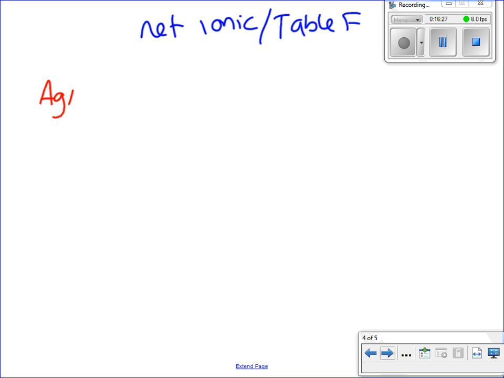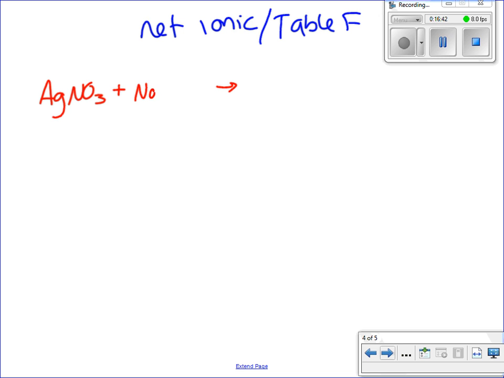Net ionic equations. You will see two net ionic equations on your test tomorrow, okay? It'll look something like this. This is a common example that we've seen before. So, I'm going to give you something like that. I'm not going to do this one. You know why? Because it's too easy. Let's do something a little bit harder.